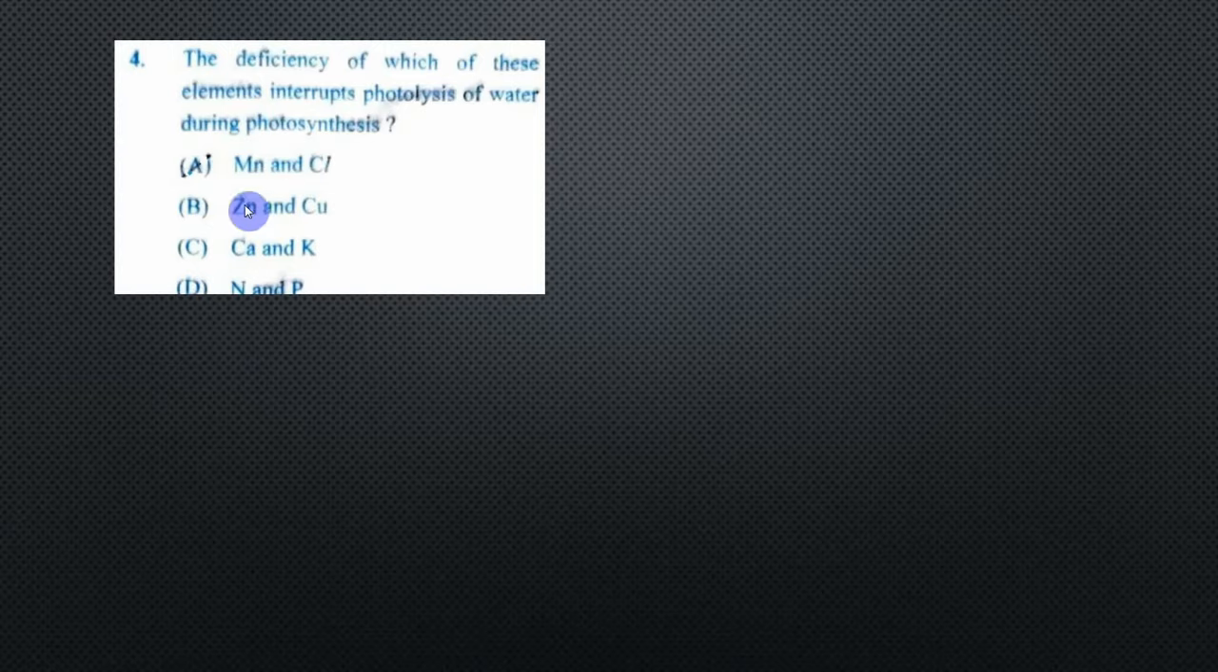Moving on, the fourth question over here, that is the deficiency of which of the following elements interrupts the photolysis of water during the photosynthesis. Option A, that is manganese and chlorine. The B option is zinc and copper. The third is calcium and potassium, and the D is nitrogen and phosphorus. So already it has been marked, that is the manganese and the chlorine. A is the right answer for this question.